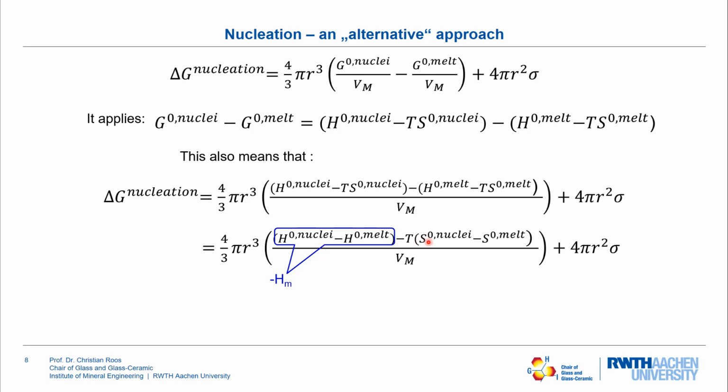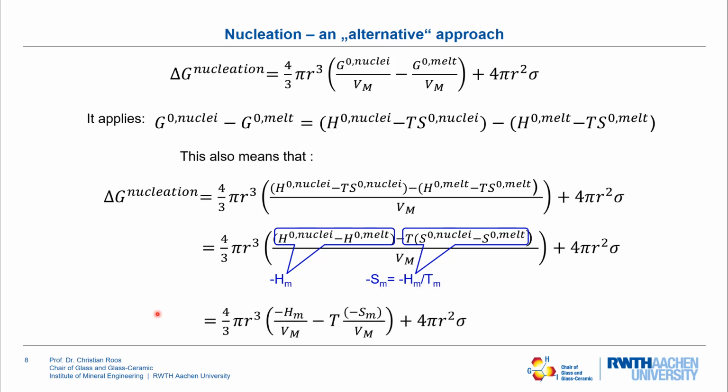And the same, let's have a look at what the entropy of the nuclei minus the entropy of the melt is. And this certainly is the negative melting entropy, which is also the negative melting enthalpy divided by the melting temperature. And rewriting that further, we come to this equation where the free enthalpy of nucleation is the volume times the negative melting enthalpy divided by the molar volume, minus the temperature times the negative melting entropy divided by the molar volume, plus the penalty for the curved surface.